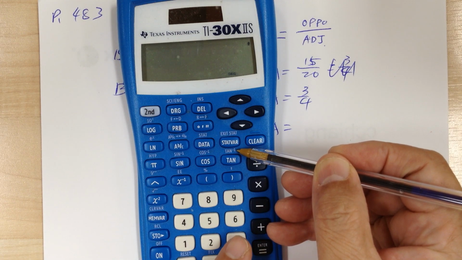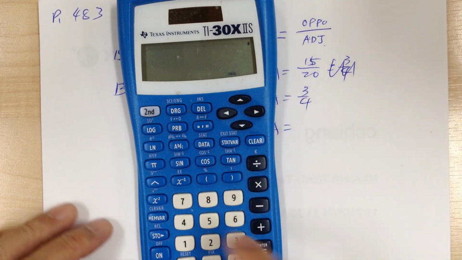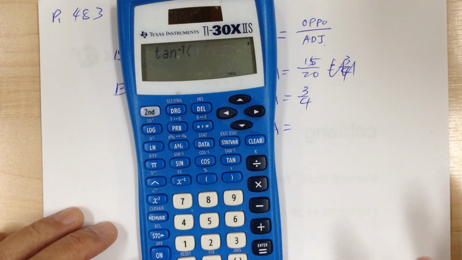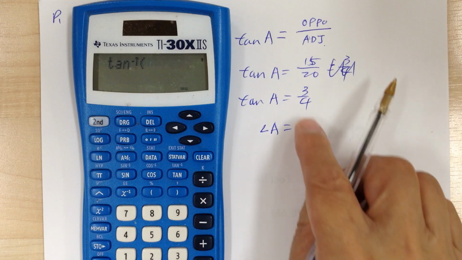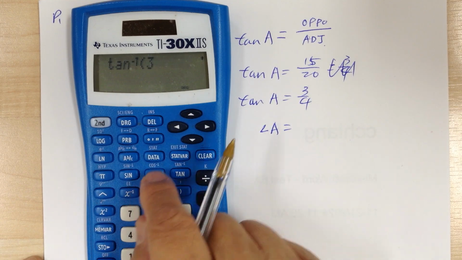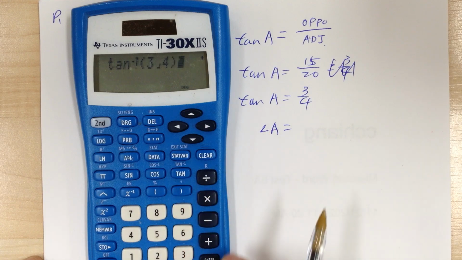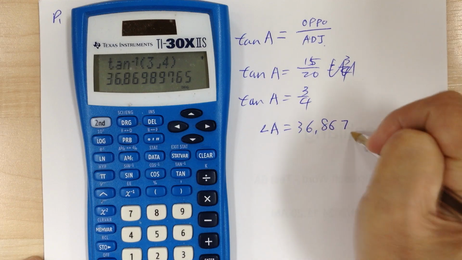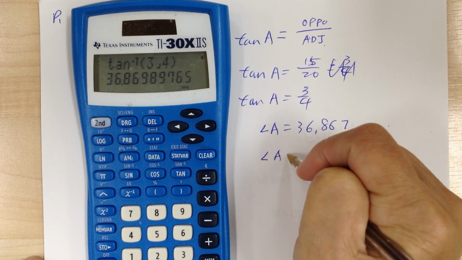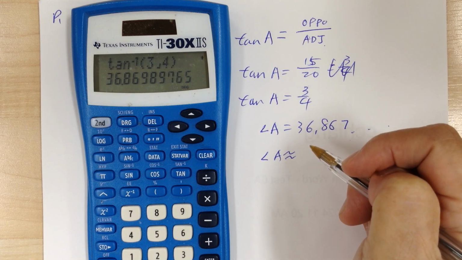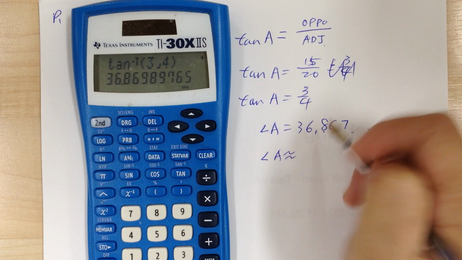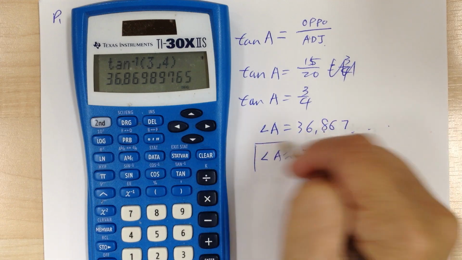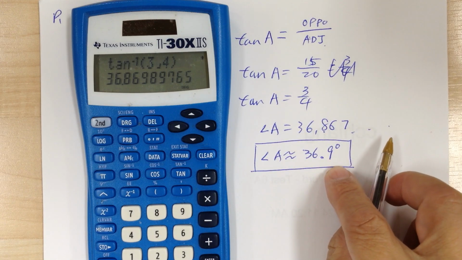Whenever you're looking for an inverse function, you have to use the second button. So you go second, tangent. That's how you get the inverse tangent. To find the angle, you use the inverse function and enter 3 over 4. Make sure you close the parentheses and press equal. This will give you 36.869 and so on. To the nearest tenth of a degree, that is approximately 36.9 degrees. Make sure you follow the instruction about how far to round these things.